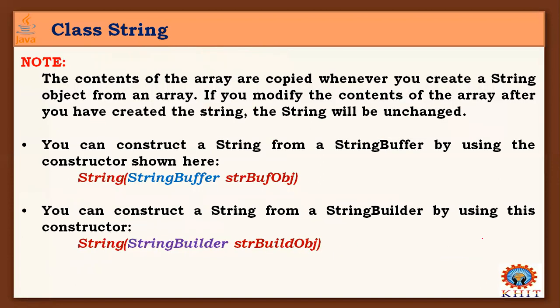And the note points here about arrays with string creation of objects: the contents of the array are copied whenever you create a string object. Most of the examples we covered with this type of constructor create a string object using arrays of characters. If you modify the contents of the array after you have created the string, the string will be unchanged. That is because strings are immutable.